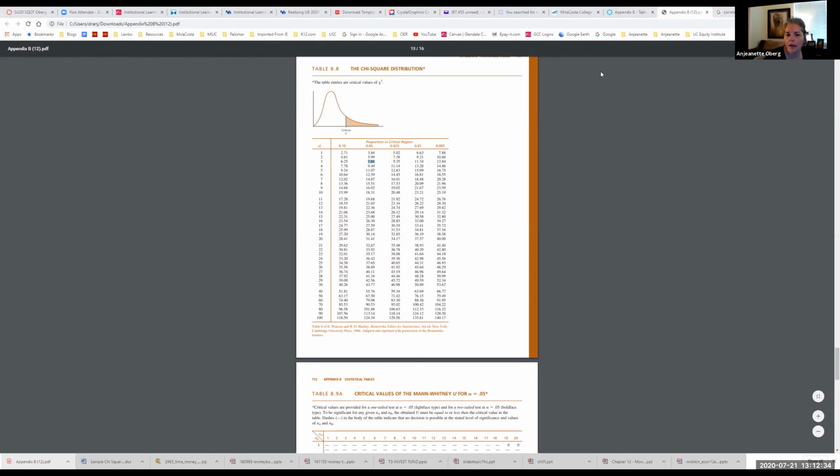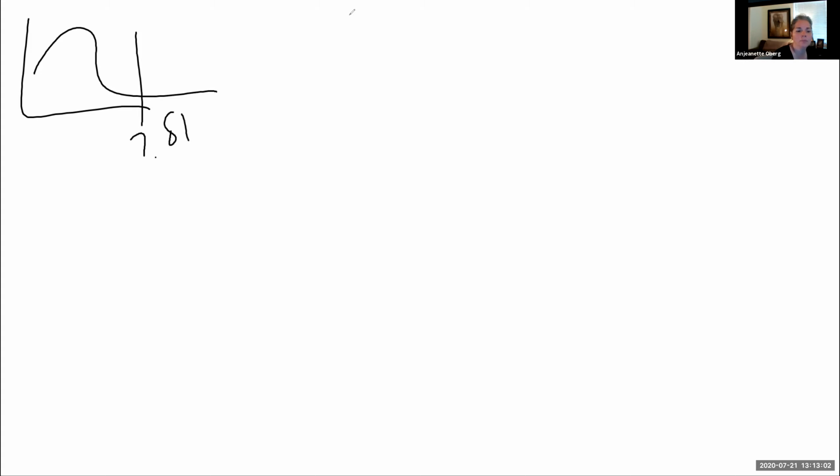So now I'm going to go to our whiteboard. And I just want to put that over here, right? Our critical region. Then it's a positive chi-square, right? It's just positive. So our boundary is 7.81. So we'll keep that in mind.